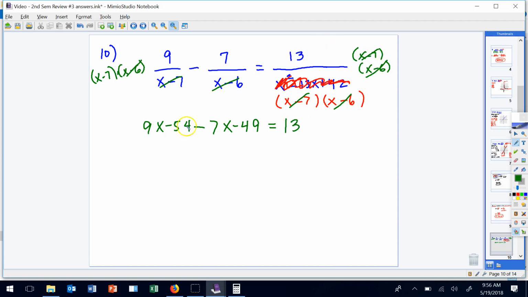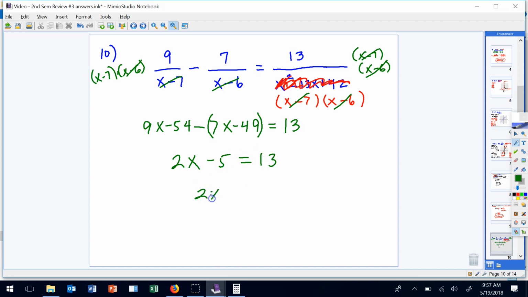So do you notice how our denominators are gone, and we now have a pretty simple, almost Algebra 1-like equation to solve, but we have to be careful because we have this subtraction of this, really it's a binomial after we multiplied. So be careful with subtraction. Okay, now I'm going to combine like terms. 9x minus 7x is 2x. And a lot of people miss this. Negative 54 minus negative 49. Negative 54 plus 49 is negative 5.